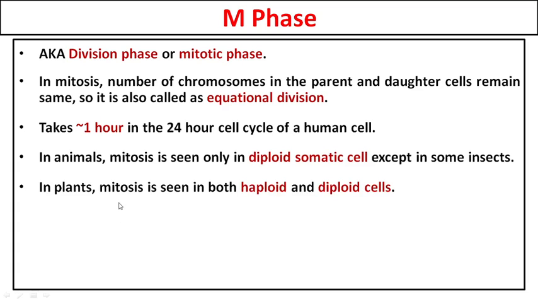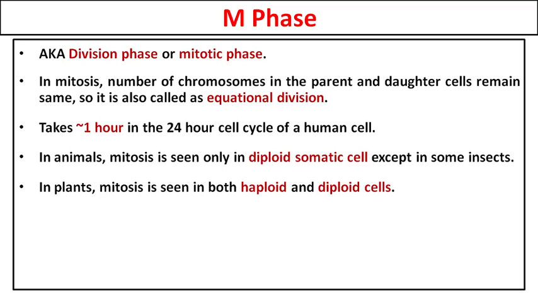In plants, however, mitosis is seen in both haploid and diploid cells. This again we shall discuss when we talk about plant classification. The last portion of the chapter is the life cycle in plants. So do you remember there is haploid gametophyte, which can also grow into a nice tree.